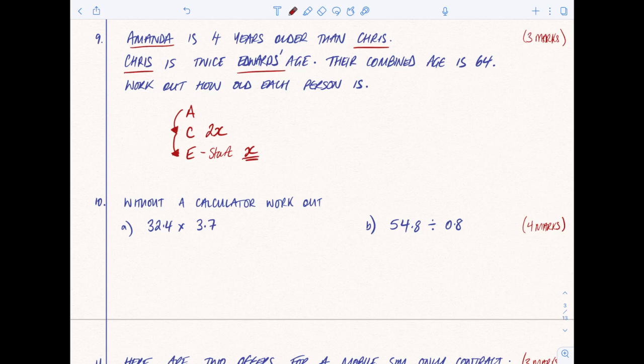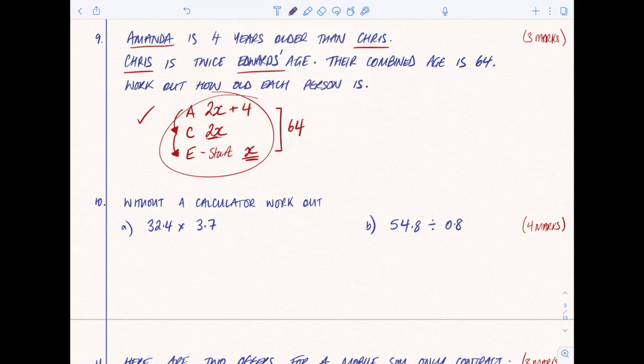And then it says Amanda is 4 years older than Chris. Well, we now know Chris's age. Chris's age is 2X. So Amanda is Chris's age, and then 4 years added on. So I can write that as 2X plus 4. Just this process here for representing it in algebra gets you a mark. It says their combined age is 64. So when I add all this together, I get 64.